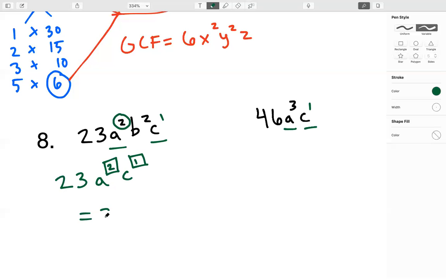And so just to write it out the way I would write it normally is 23a squared c. That is the greatest common factor. And we're done.